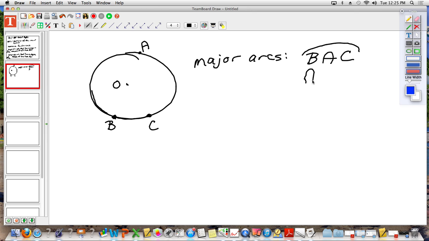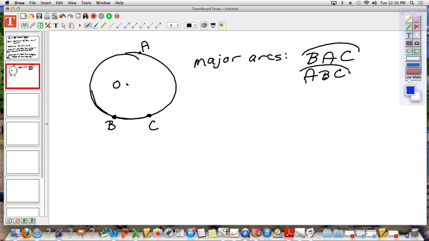Absolutely, yes. A to B to C is a major arc. What if you did CAB? Would CAB work? Yeah, but CAB is the same thing as BAC. So don't write CAB. Do you understand what I'm saying? CAB is the same thing as BAC, just written backwards. So don't use that one.